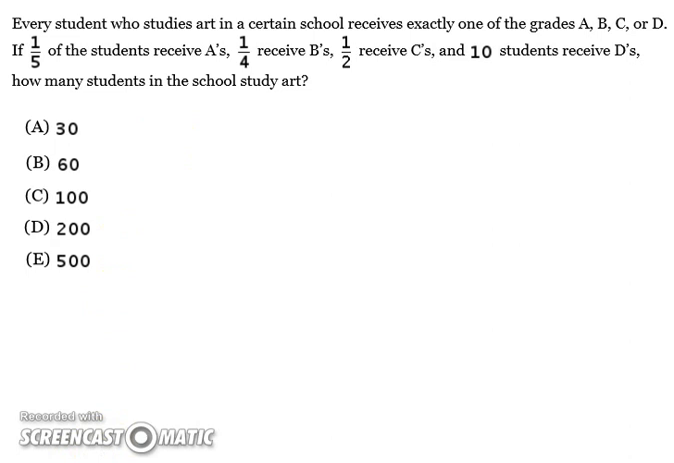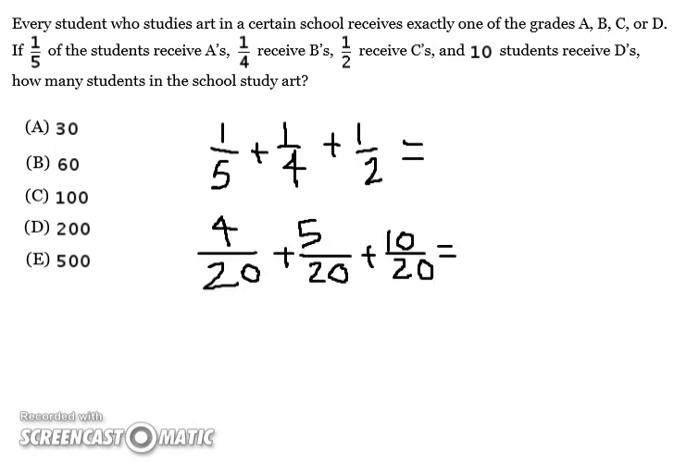So, if we do 1/5 plus 1/4 plus 1/2, we're going to have to find a common denominator to add those fractions. And that common denominator is going to be 20. So let's convert those. 1/5 is the same as 4/20, 1/4 is the same as 5/20, and 1/2 is the same as 10/20. If you don't understand how to convert those fractions, get in touch with me and I'll show you how to do that.